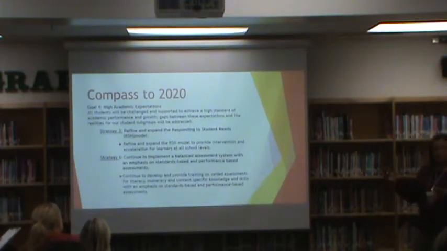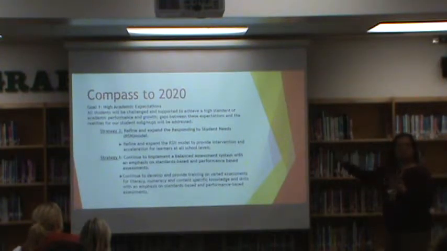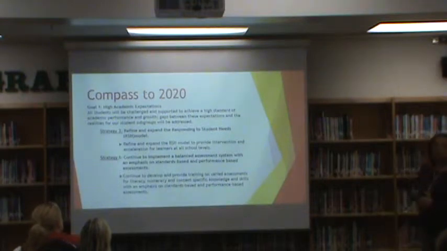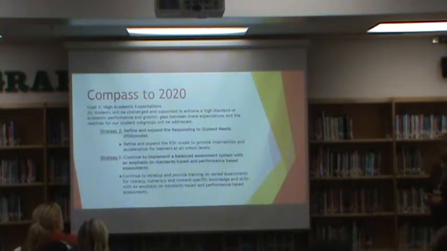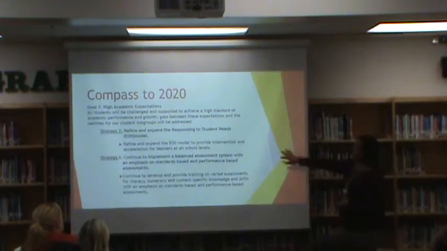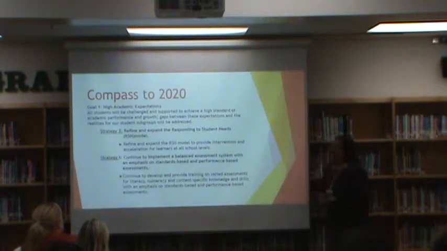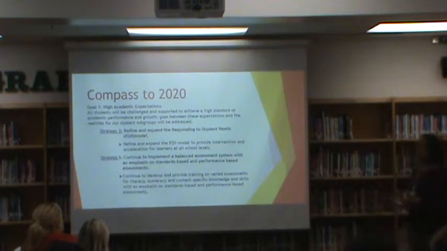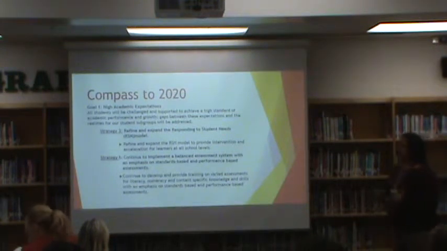Just to show you where this fits in terms of our division initiatives, I'll give you a second to look that over. This is from Compass 2020. We're really living in these two strategies today: refining and expanding our responses to student need, and continuing to implement our balanced assessment system.